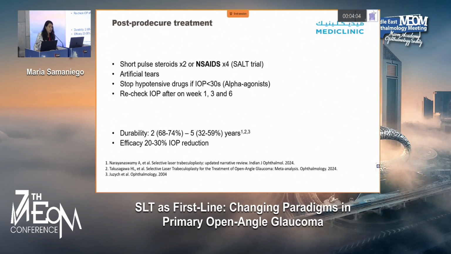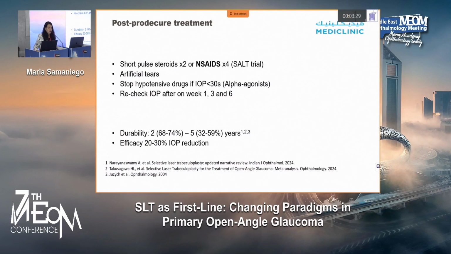The post-procedure treatment, well, we can use a short pulse of steroids or NSAIDs. Actually, the SALT trial showed that the success rate was better with the use of NSAIDs versus steroids. Artificial tears to reduce the discomfort and stop the hypotensive drugs. In my personal practice, I stop them if the baseline IOP is lower than the 30s, no? We prescribe alpha agonists sometimes to prevent the IOP spike after the procedure. We usually check the eye pressure on week 1, 3rd, and 6th.